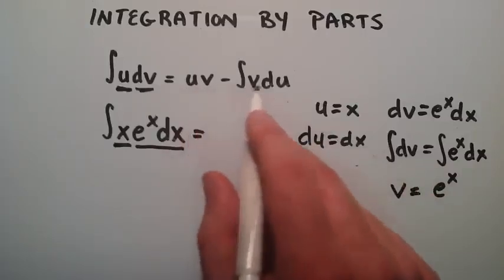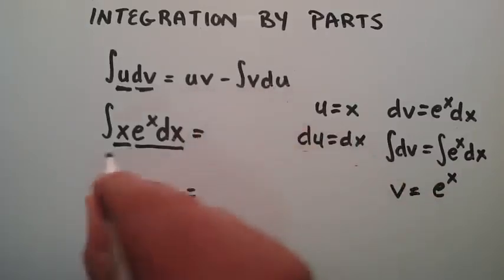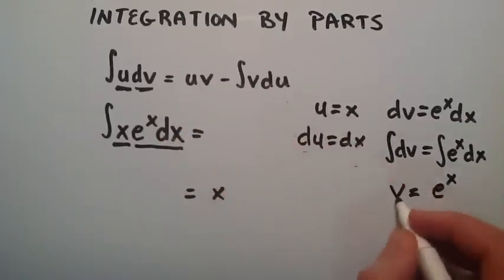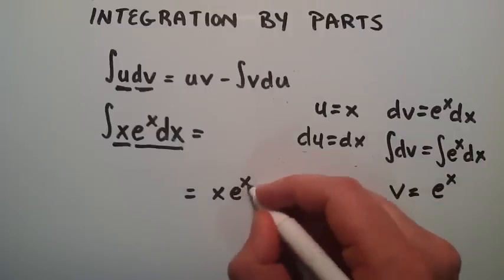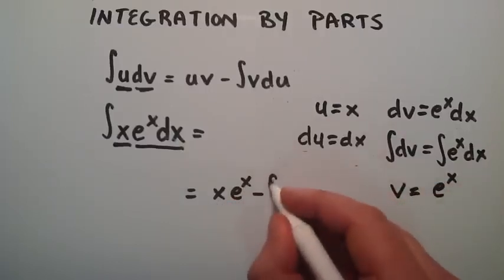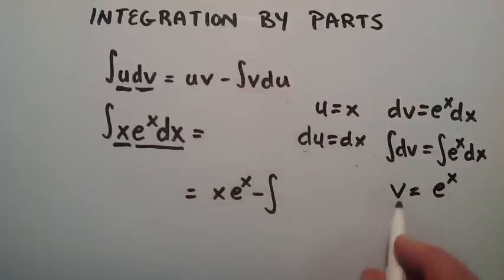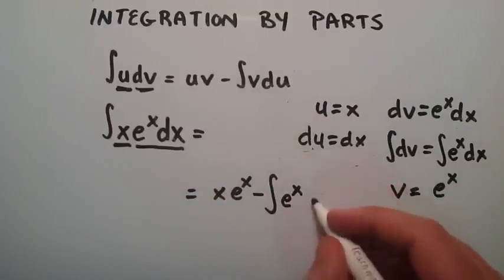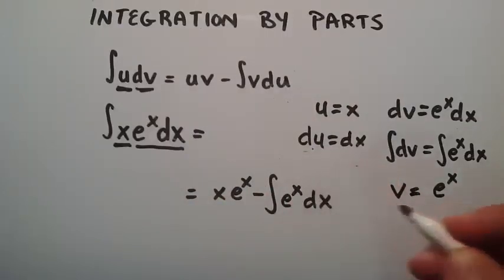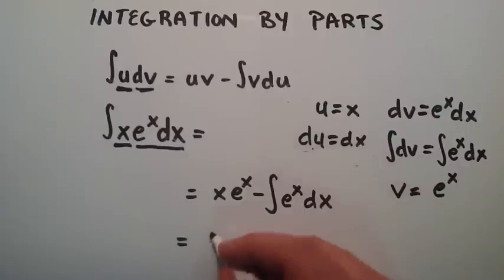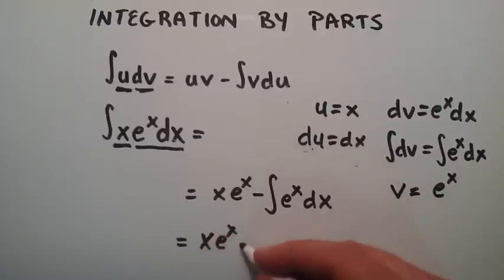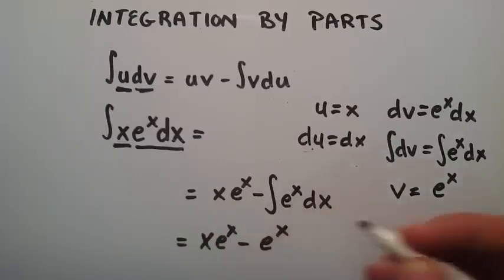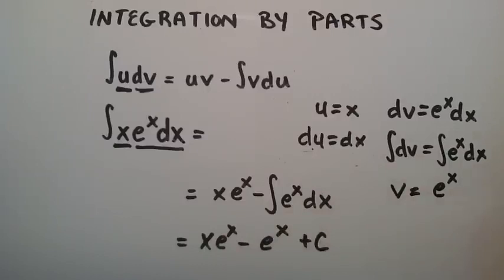Now we have all the parts we need. This is going to equal u times v. U is equal to x, and v is equal to e to the x. So this is our u times v. Then we subtract the integral of v times du. v was e to the x, and du was dx. This becomes x times e to the x minus the integral of e to the x with respect to x, which is simply e to the x. And then we can add our constant term here.